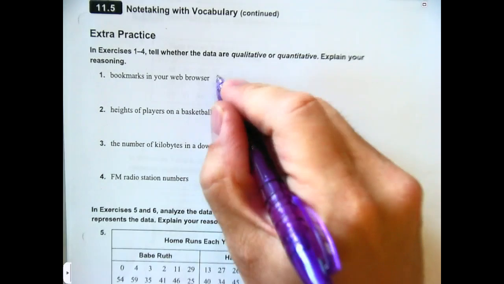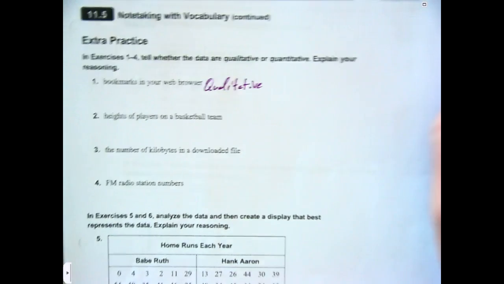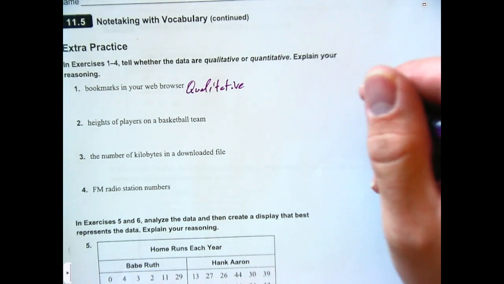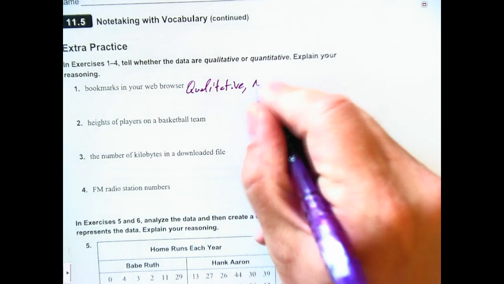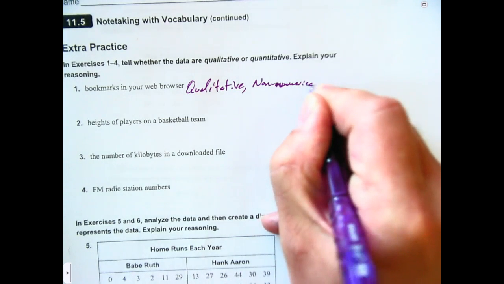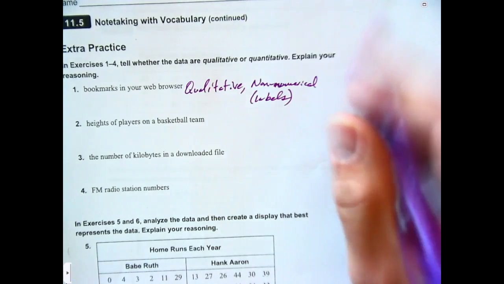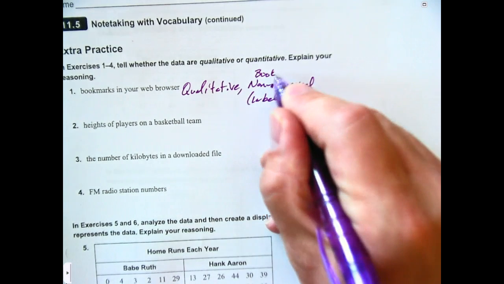Isaiah, number 1. Bookmarks in the web browser, quantitative or qualitative? Qualitative? Okay, Brian, how come? Yeah, it's a label. Good way to think about it. Bookmarks are non-numeric. They're labels.